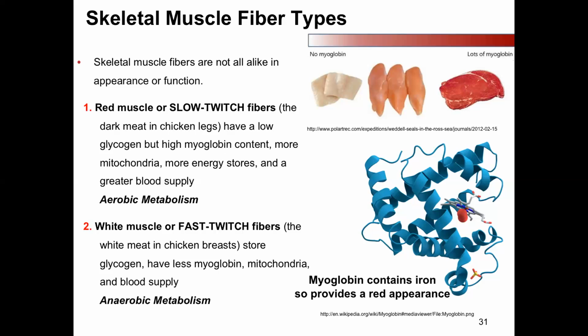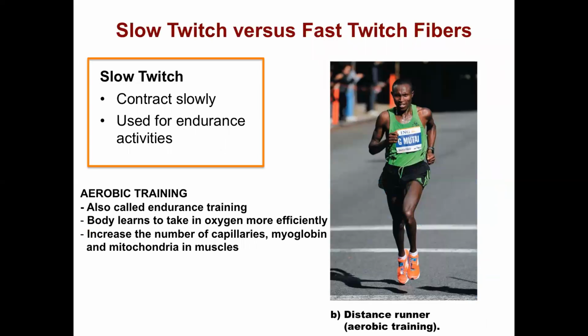Okay, so let's think about this practically. So slow twitch fibers are the ones that you're going to want to use for endurance activity. They contract slowly, but they're really good for long, sustained activities, right? So aerobic training is endurance training. And what the body is learning to do is take in oxygen more efficiently. It's going to build the capillary levels, build myoglobin and mitochondria in those muscles, all right?